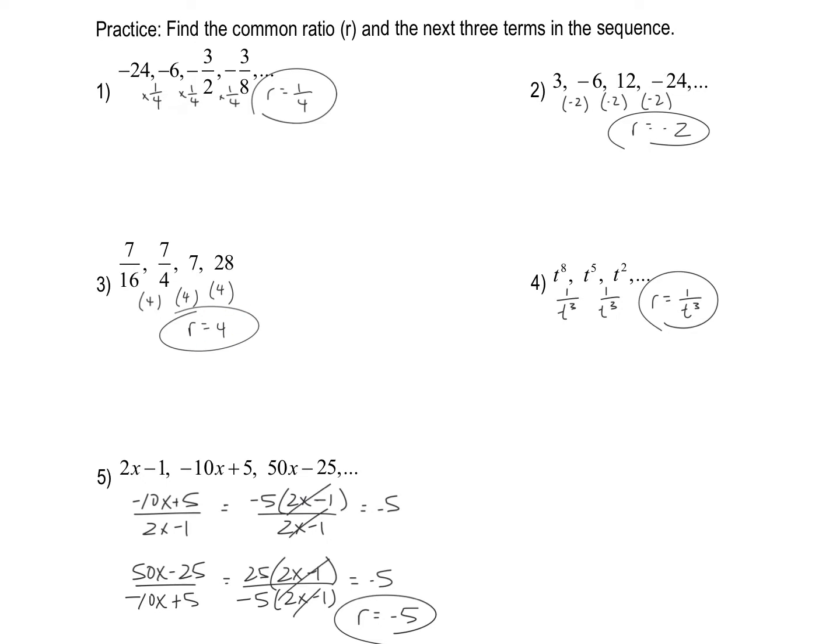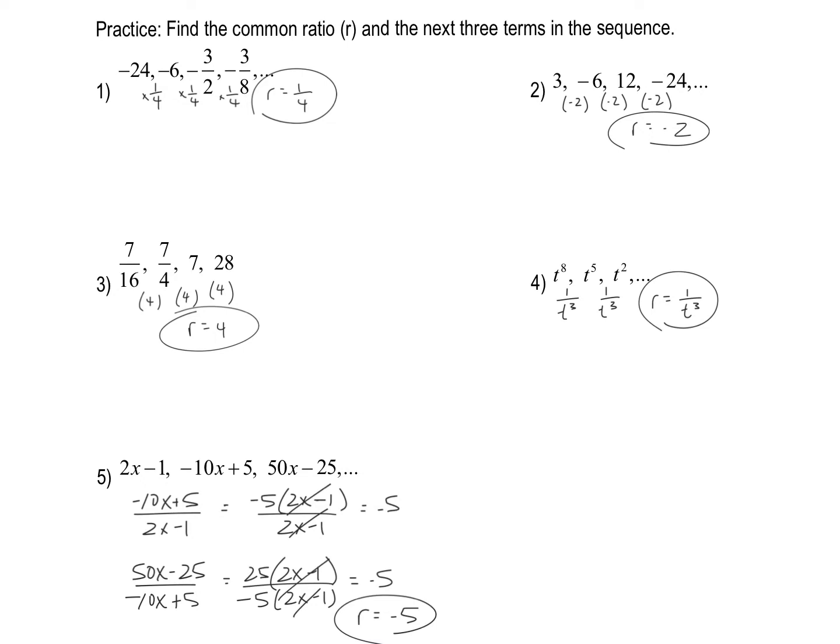In this case, again, we are dividing by t to the 3rd. So that means we are multiplying by 1 over t to the 3rd. So whatever you're multiplying by is the ratio. For number 5, it wasn't as obvious for me to figure out what you're supposed to multiply by. Maybe for you it is. You can look at the 2x and look at the negative 10x and be like, oh, well, that's multiplied by -5. You could also look at the -1 and the 5, the whole numbers, and that's also multiplied by -5.